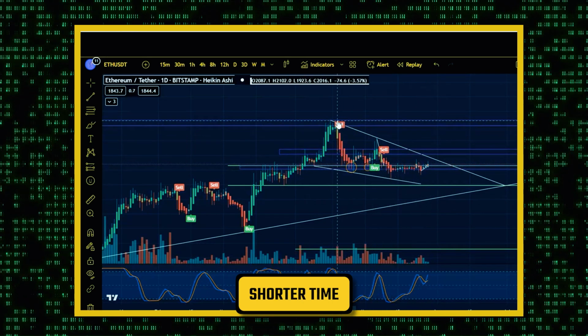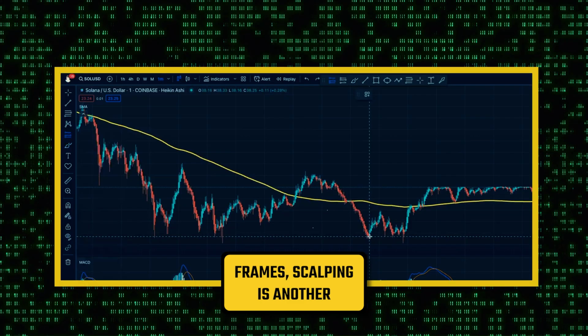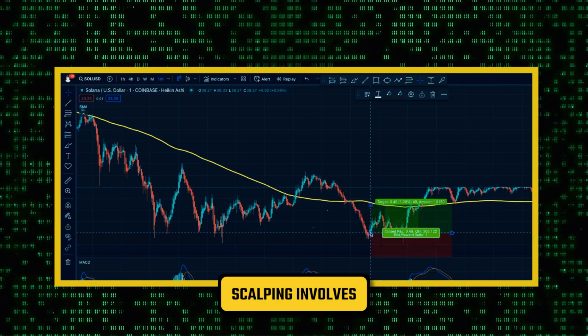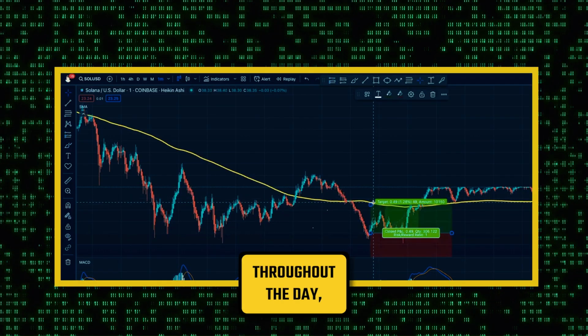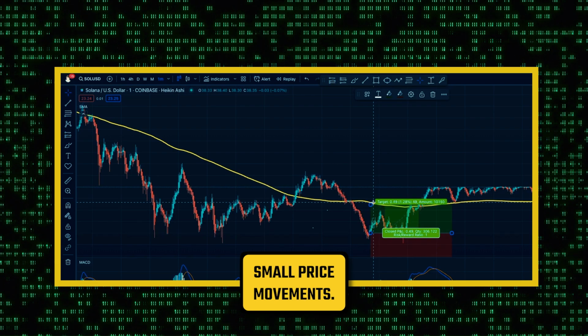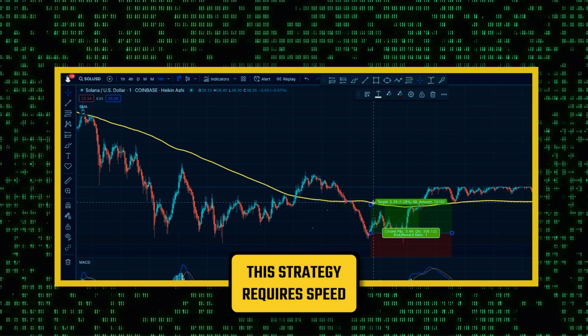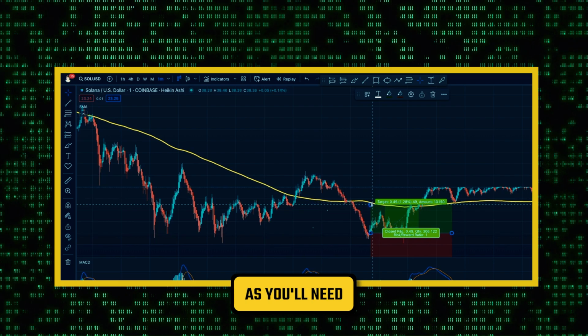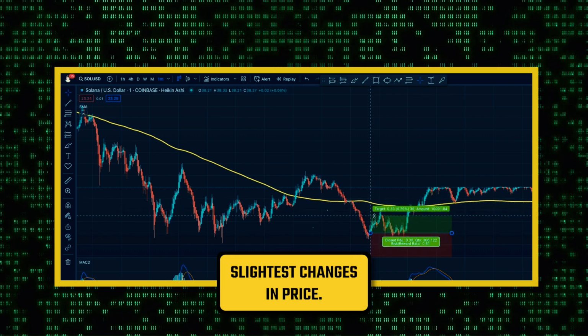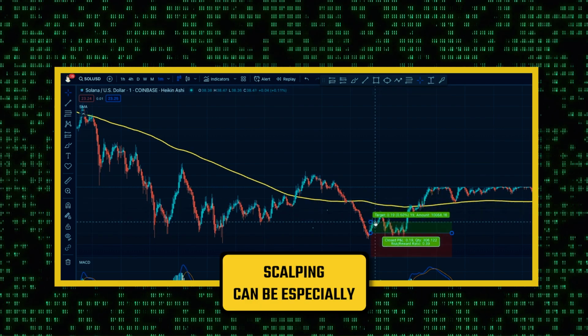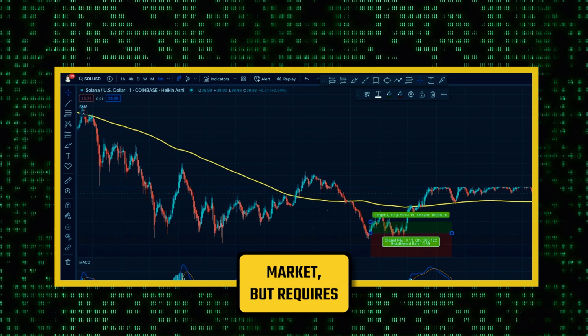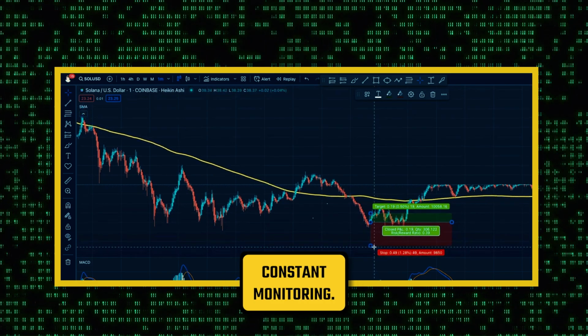For those who prefer shorter time frames, scalping is another approach to consider. Scalping involves making multiple trades throughout the day, each one aimed at capturing small price movements. This strategy requires speed and precision, as you'll need to react quickly to even the slightest changes in price. Scalping can be especially profitable in a volatile market, but requires constant monitoring.